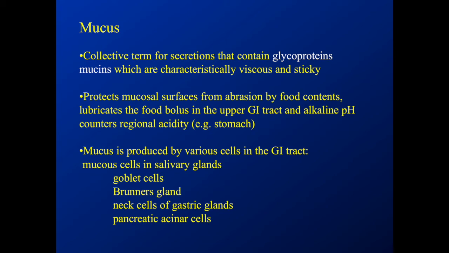And then mucus is produced by various cells in the GI tract, mucus cells in the salivary glands, but also all the way down the GI tract. You have goblet cells, the Brunner's glands, the neck cells of the gastric glands, pancreatic acinar cells. These all secrete mucus, which is this aqueous colloidal solution with mucin in it.